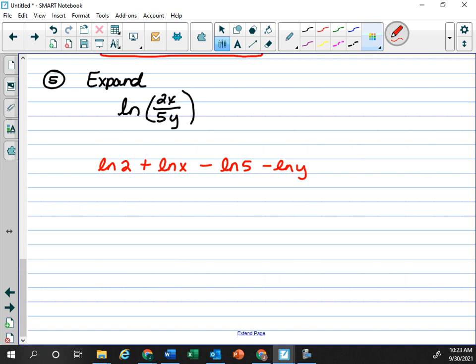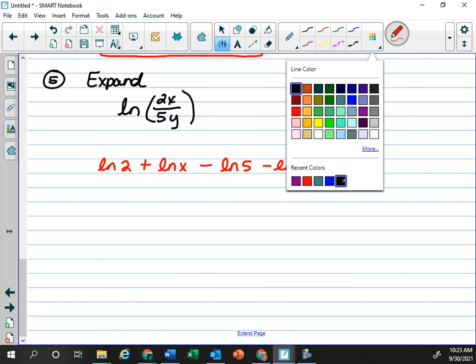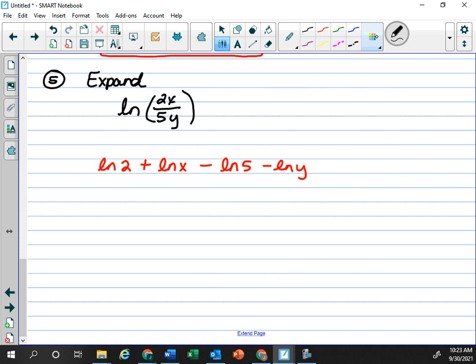Do we get it? Questions? Okay, we'll keep going. There's just a lot of little properties we've got to get through. All right, this time let's do log base 2 of 4 to the 6th.